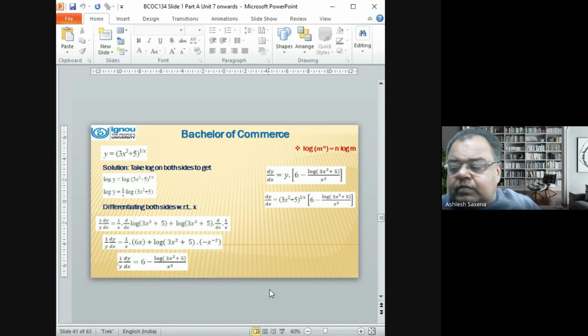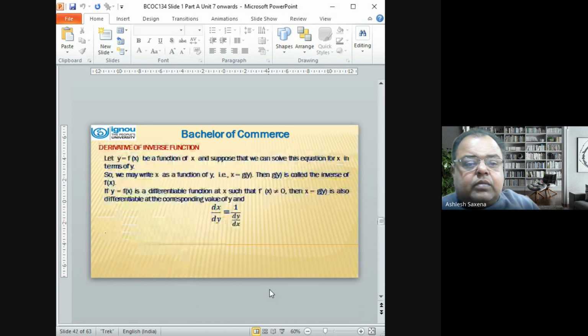Now, derivative of inverse function. Let y is equal to f of x be a function of x, and suppose that we can solve the equation for x in terms of y. So we write x as a function of y, which will be x is equal to g of y. Then g of y is called the inverse of f.